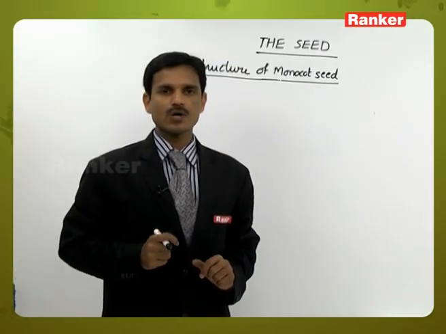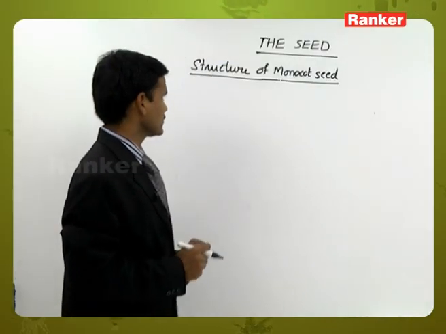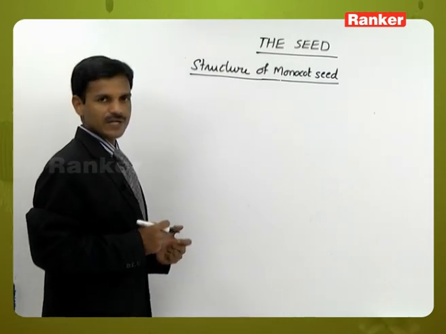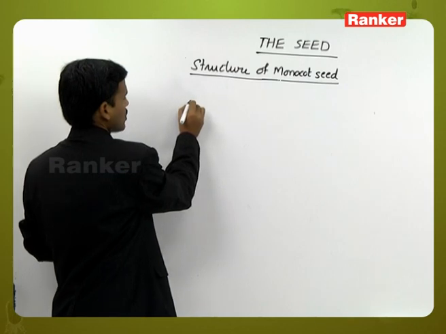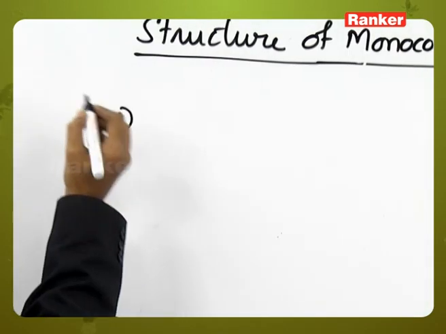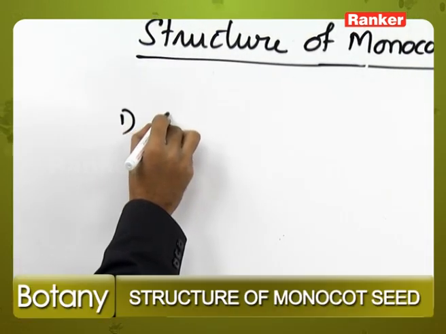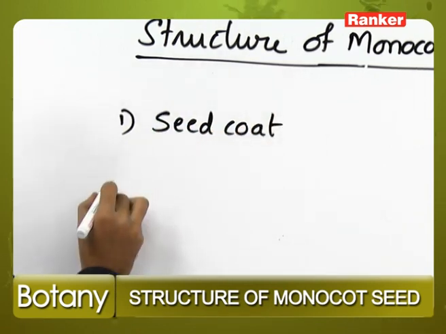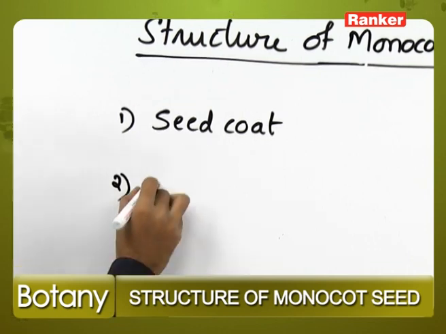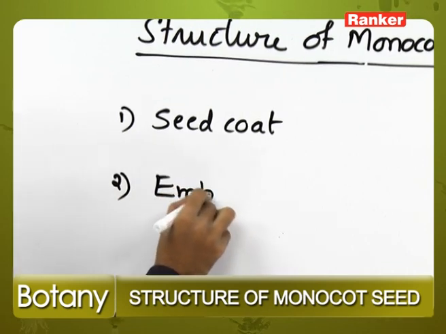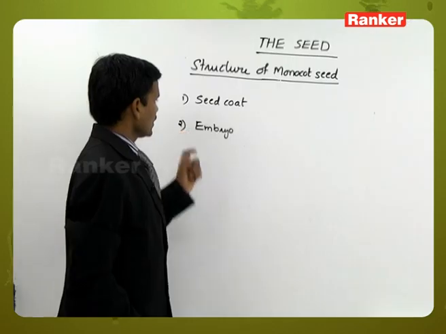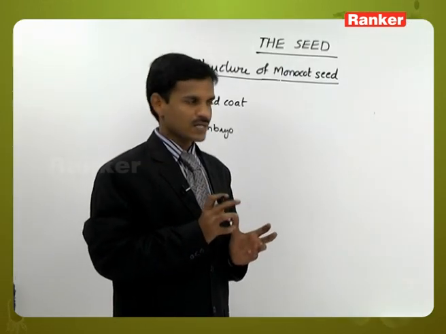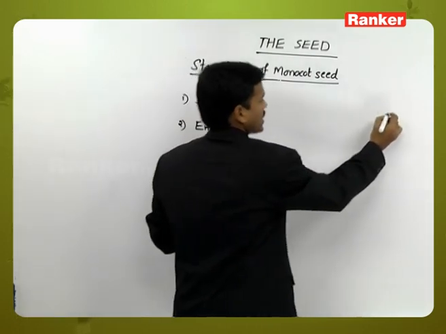Let us discuss monocot seed structure. In monocot seeds like rice, wheat, and maize plants, only one cotyledon is present. So mainly the seed coat and embryo, only two parts, are present.